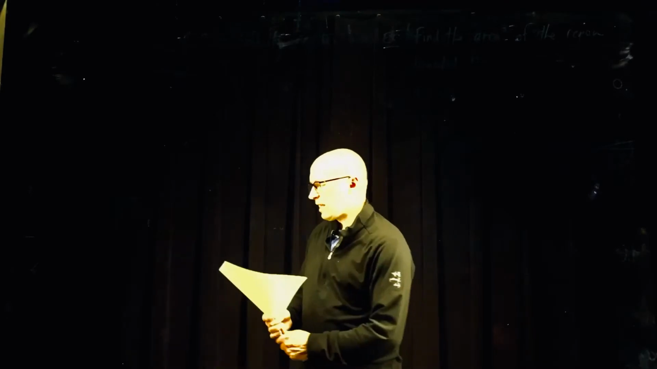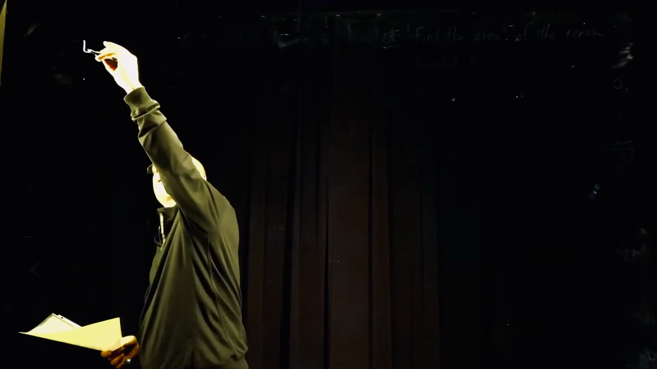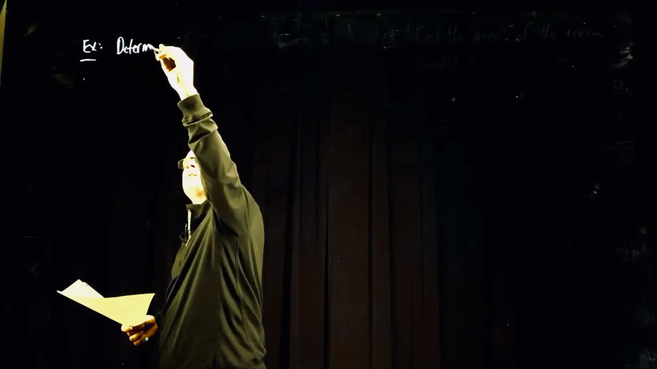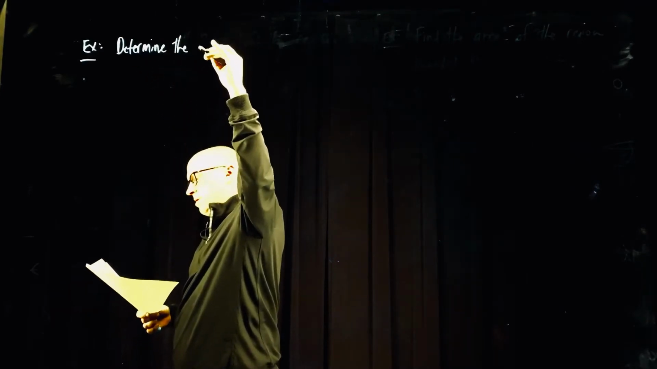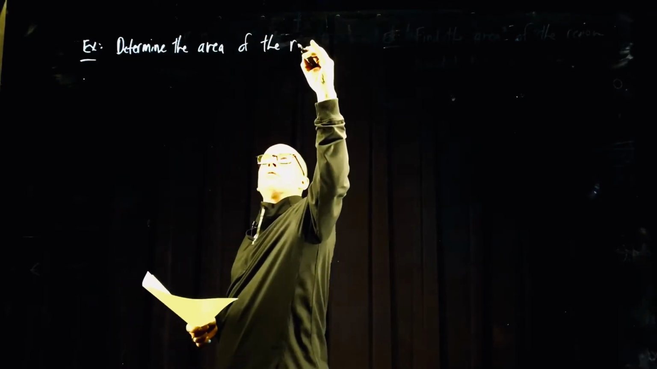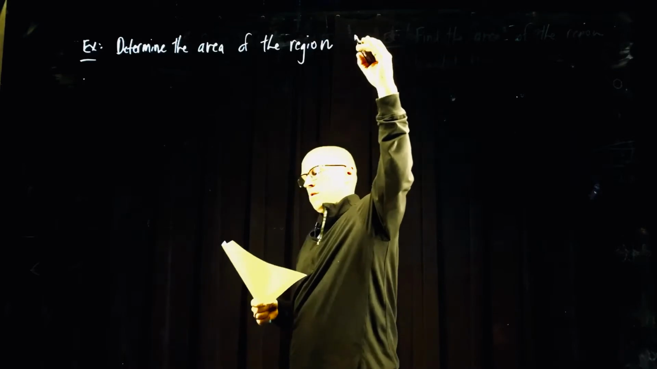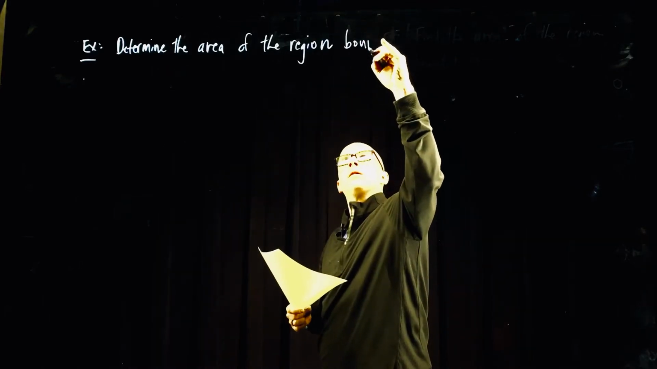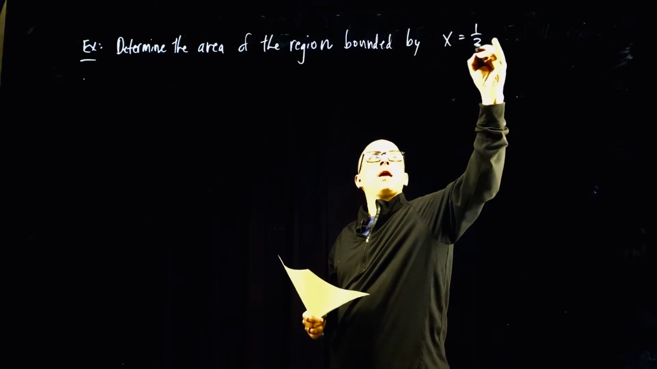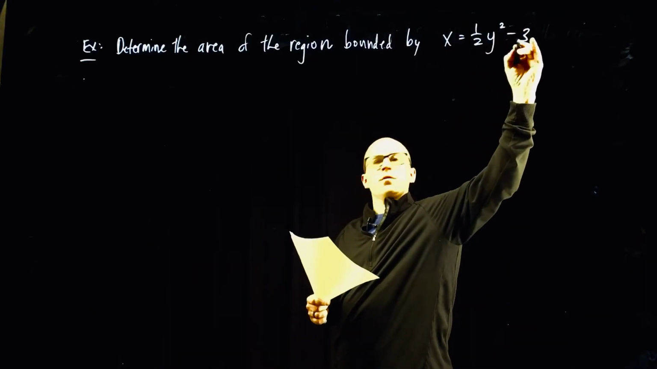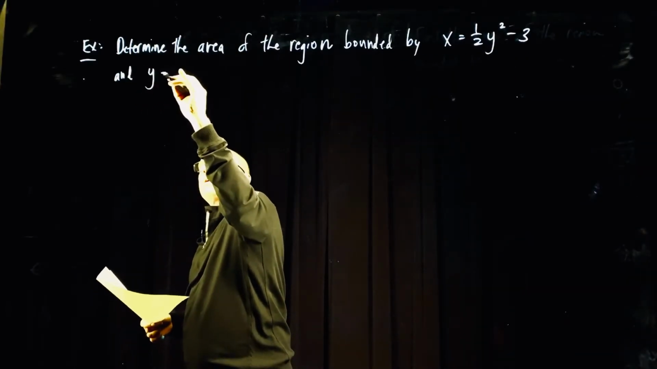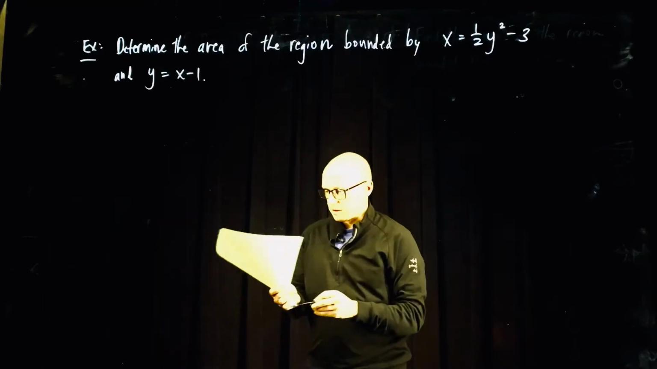All right, peeps, let's do our last example here. This is going to be: determine the area of the region bounded by x equals 1/2 y squared minus 3, and y is equal to x minus 1.